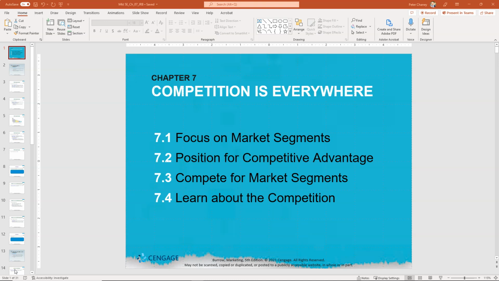And chapter 7 is all about market segments and competition. So I'm just going to go through the slide decks. I'll make some notes here or there. I'll talk about some page numbers, so you'll need your textbook nearby for some of these key questions, and then we'll go from there. So let's start this up.